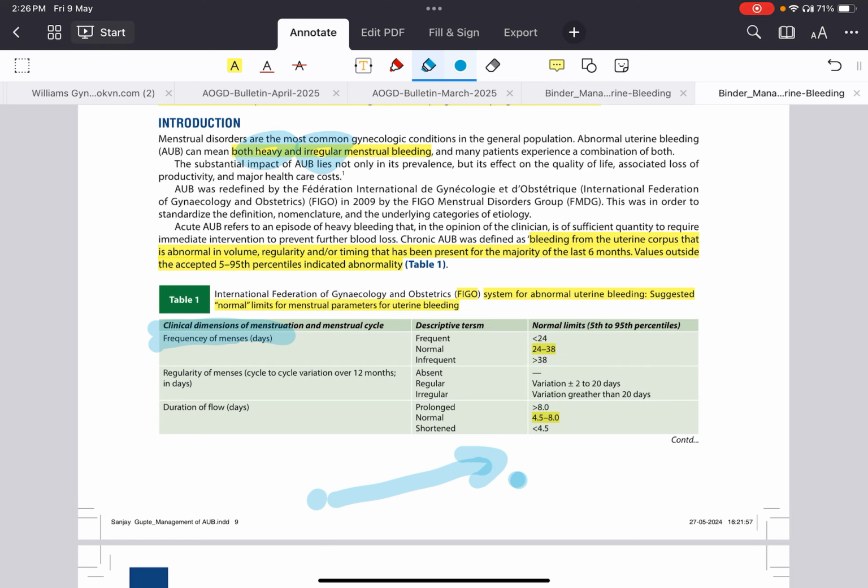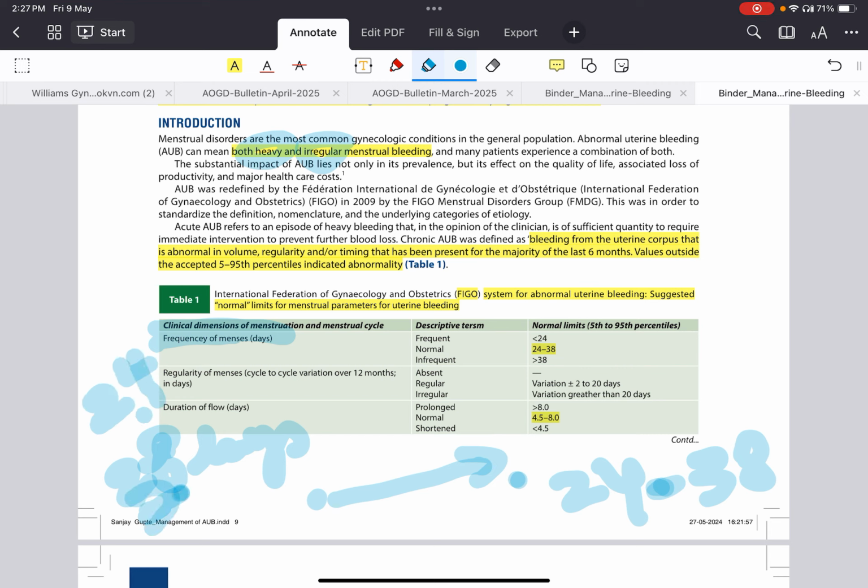Within 24 to 38 days. Okay, within 24 to 38. Generally, we say the 28 day cycle, right? So you make the 28 into 38, and you already know 28. So 28, that 8 is converted to 4. Okay, that is it. So less than 24 is frequent, and more than 38 is infrequent.